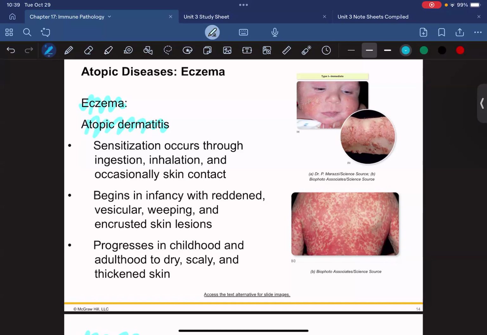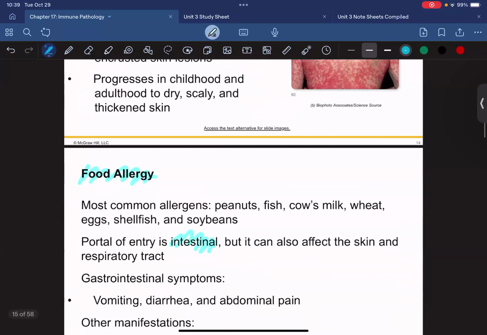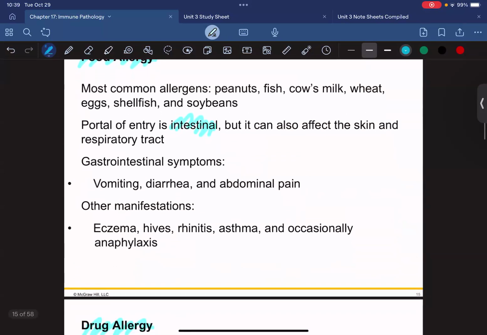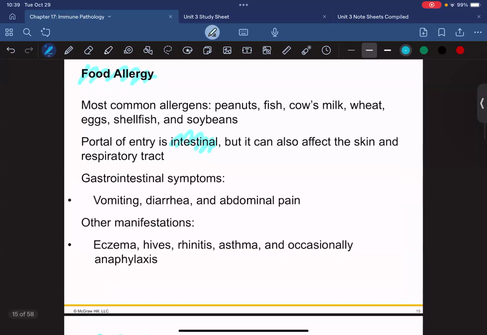That can be all over the body, but it is still atopic because it's on the skin. It's not affecting other systems in your body. We also have food allergies. This is usually ingestants, right? So this is getting in through the intestine itself and then having an inflammatory response being triggered from ingesting whatever it is. You might have things that are associated with food allergy that aren't necessarily associated with GI symptoms, right?